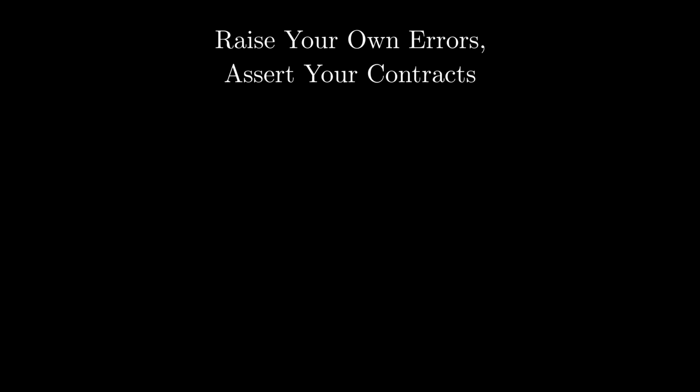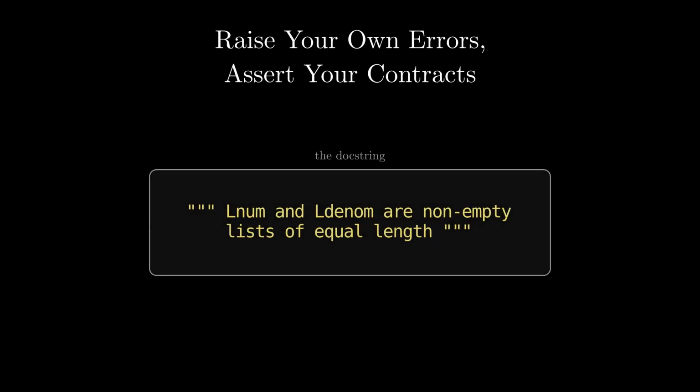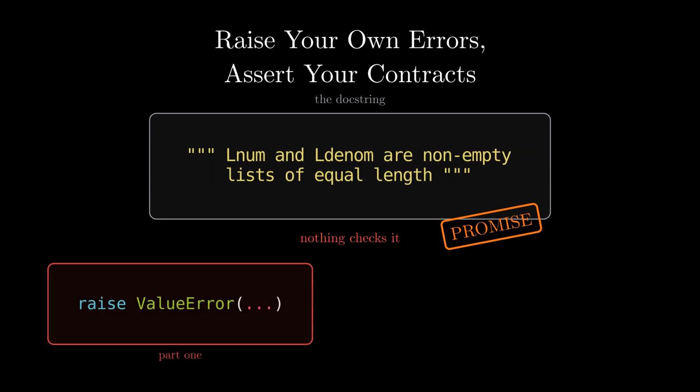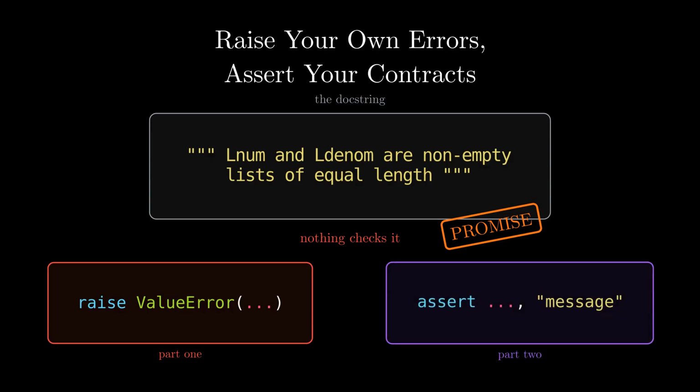Your functions make promises. A docstring says the input lists are non-empty and equal in length, but nothing checks that. In this video, we work a full exercise, pairwise division, and finish it by raising our own value error. Then we meet the assert statement, one line that turns a docstring's promise into a contract Python actually enforces.